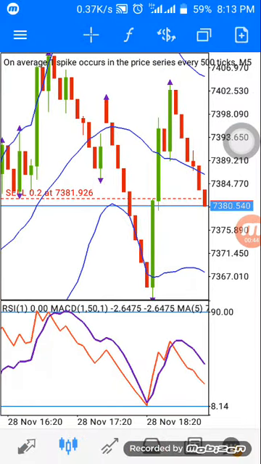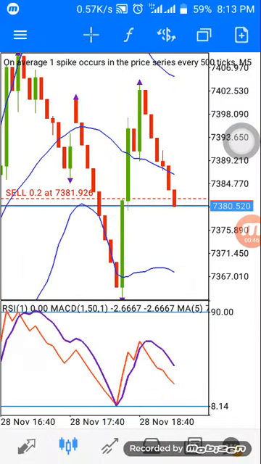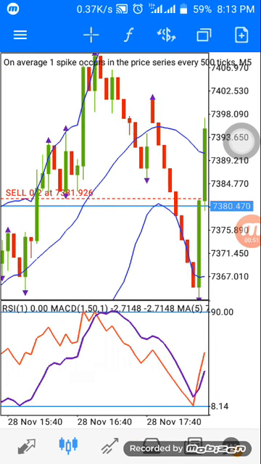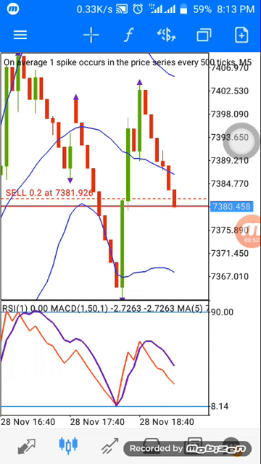Okay, you see the trade I just entered. Though it's not a perfect entry, I just want to make some profit with a setup like this.